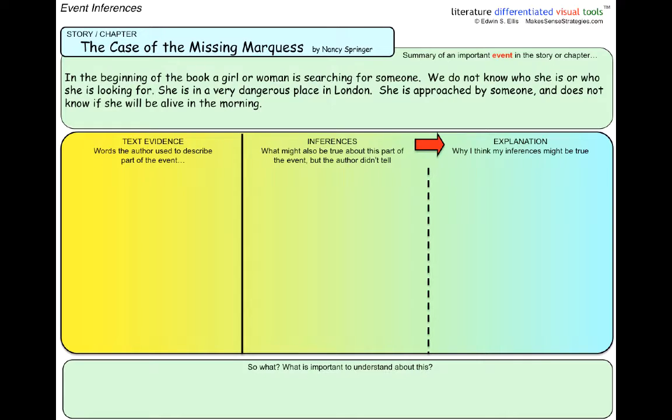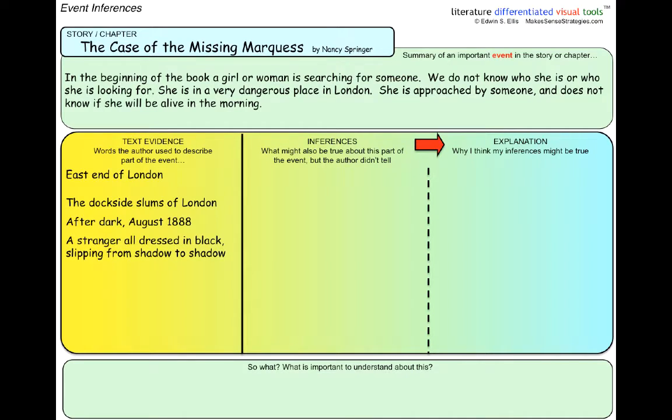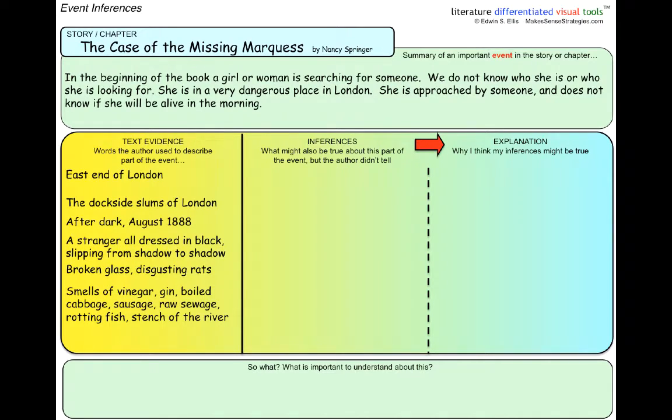Specific words that the author used when writing about this event were, it was in the East End of London, the dockside slums of London, it was after dark in August 1888, a stranger all dressed in black was slipping from shadow to shadow, there were broken glass and a lot of disgusting rats, a lot of smells like vinegar and gin and boiled cabbage, sausage, raw sewage, rotting fish, the stench of the river. And she was searching, but she was also alone.